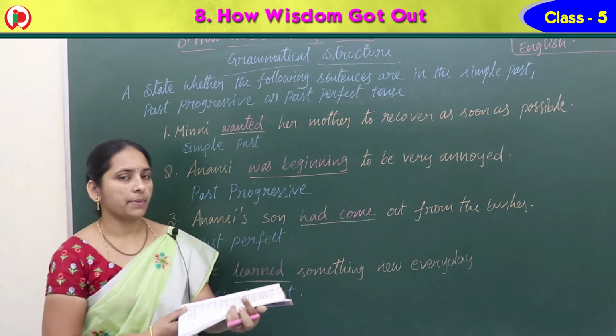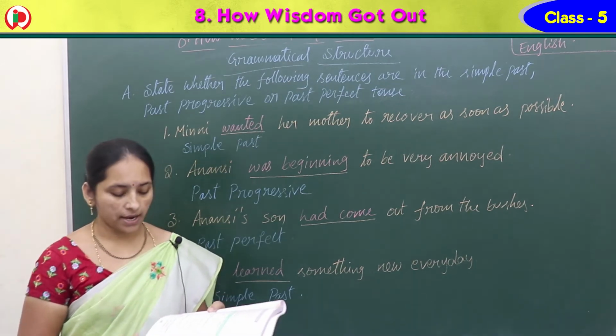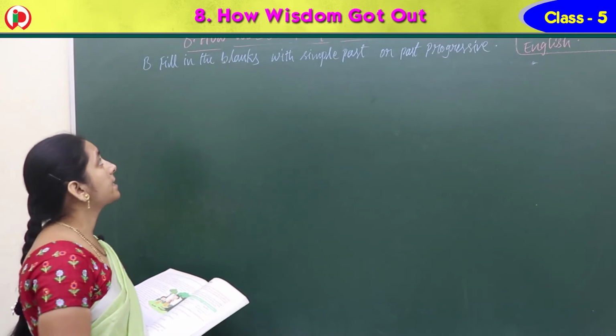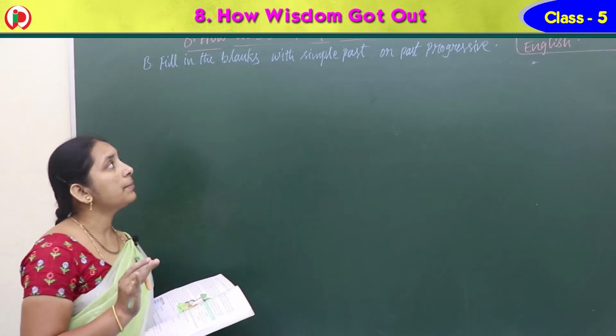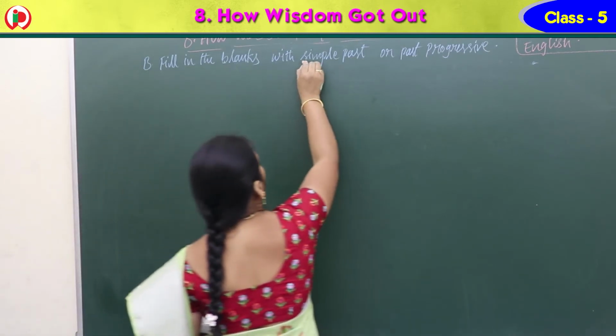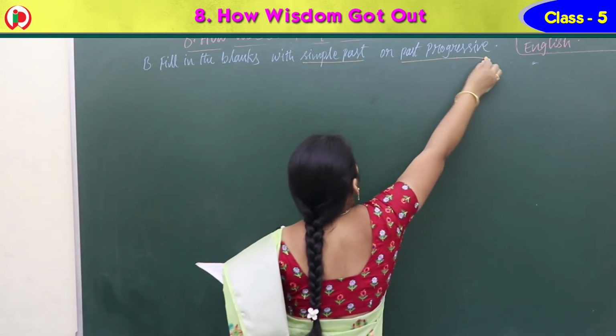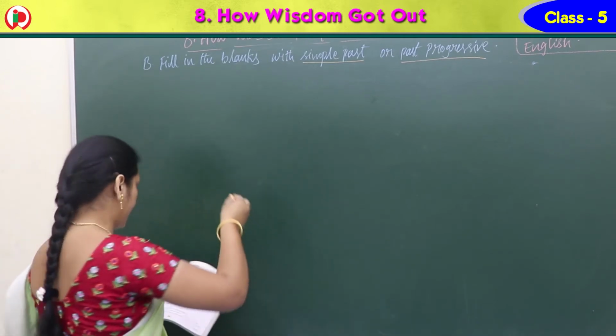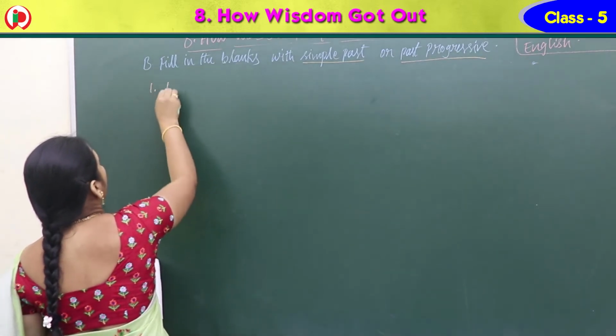So next we have some examples. So let's do examples on this. See children, the next examples: fill in the blanks with simple past or past progressive. So here what did they ask? Simple past or past progressive we should write. So what are those sentences? See the first one.